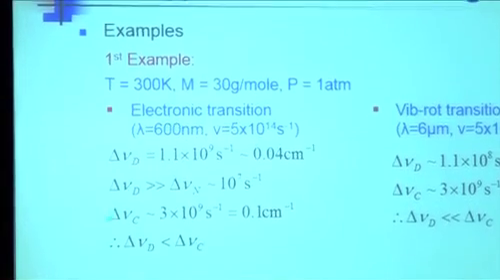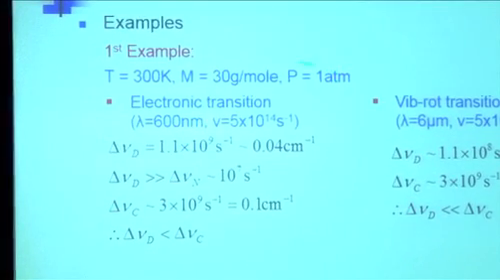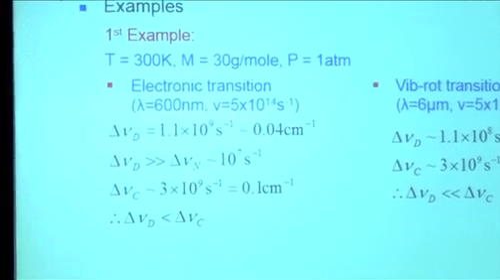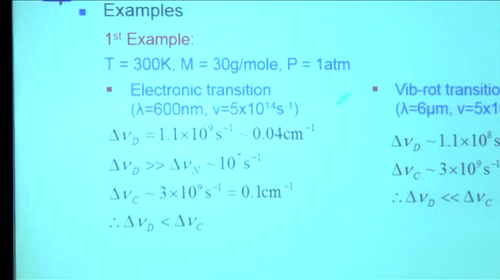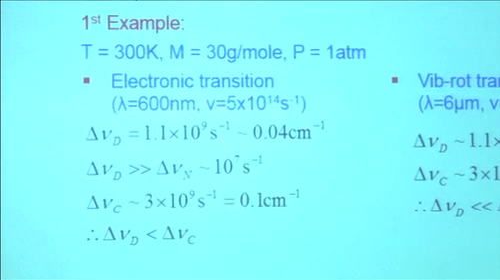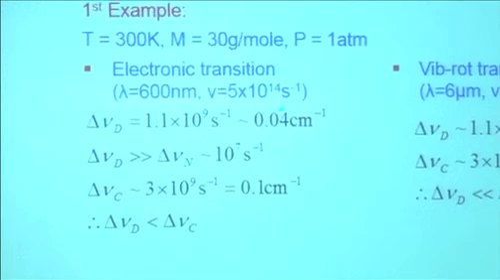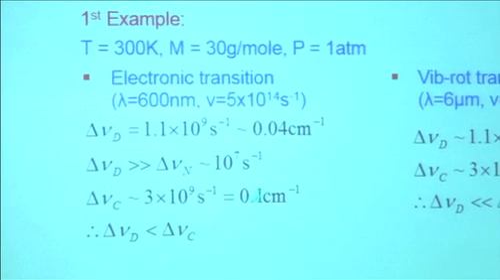Collision broadening. I need the pressure, I need the temperature, I need 2 gamma. Looks like I didn't give it to you, but it's approximately 0.1 because we're at 1 atmosphere. So what do we find? That the Doppler width is 40% of the collision width, but they're both significant. I can't neglect one or the other.